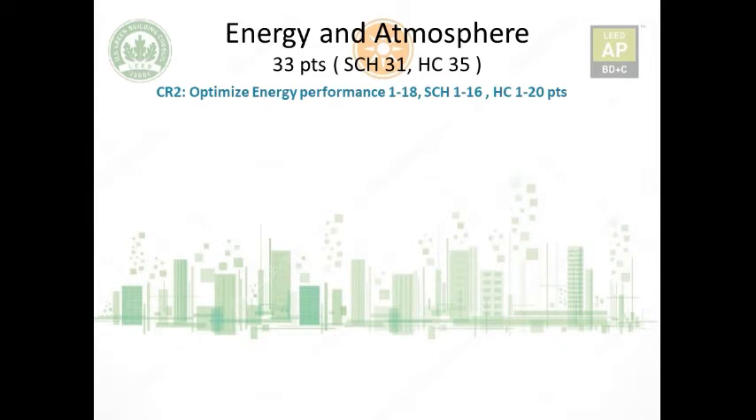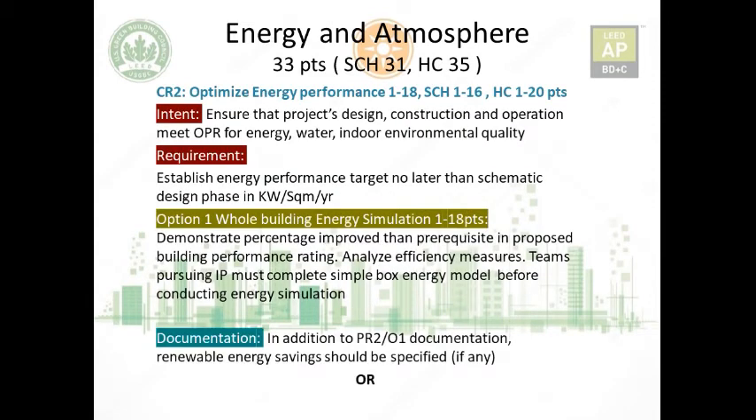1 to 18 points for all adaptations. For school, it's 1 to 16. For healthcare, it is 1 to 20 points. So if you have opted for option number 3 in the minimum energy performance prerequisite, you have already lost these potential points. The intent is similar to PR number 2, minimum energy performance.